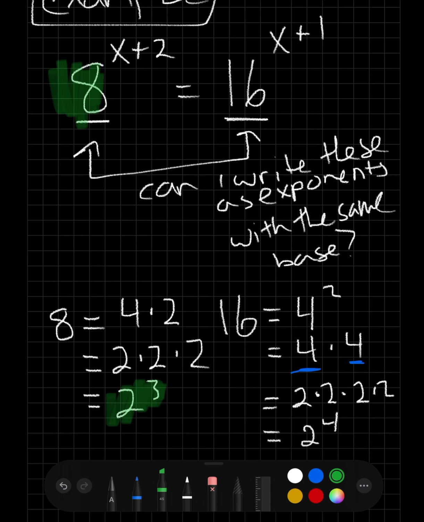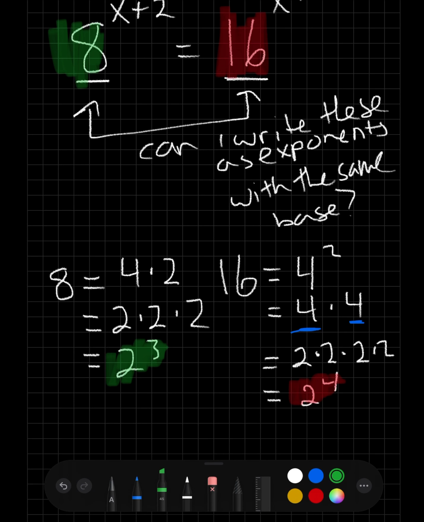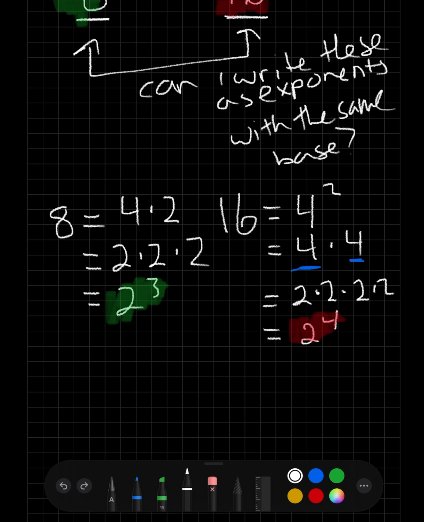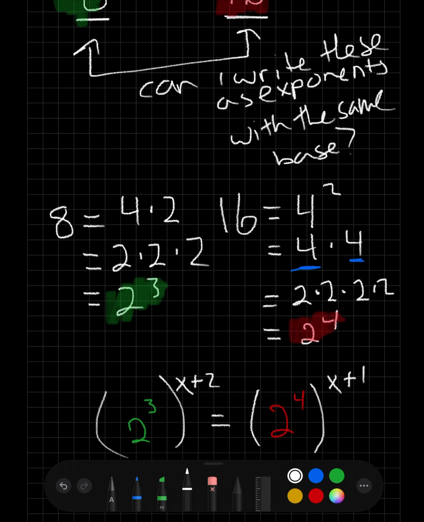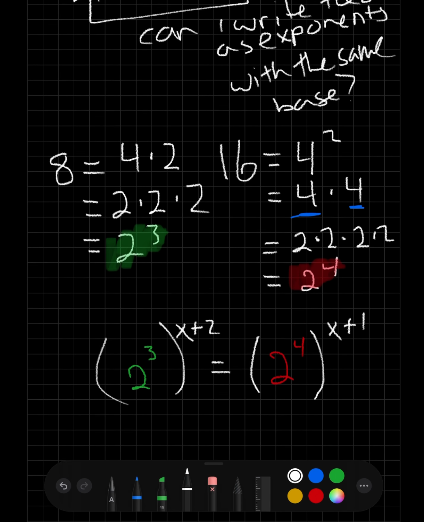So 8 is equal to 2 cubed. And 16 is equal to 2 to the 4th power. So I'm going to substitute into my original equation, and here's what I'll get. I'll get 2 cubed raised to the x plus 2 is equal to 2 to the 4th power raised to the x plus 1 power.